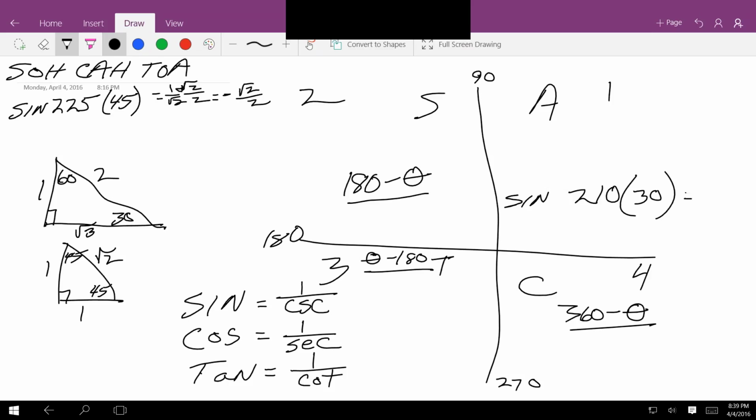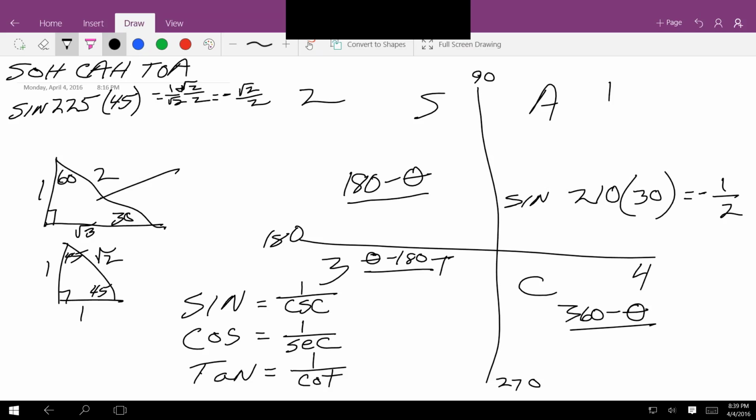Now what's the sine of 30? Looking back over at this triangle. It's opposite over hypotenuse, so 1 over square root of 2. No, just 1 over 2. We're looking at this triangle here. Oh, gotcha. Okay. And then what's the plus or minus sign on it? Minus.